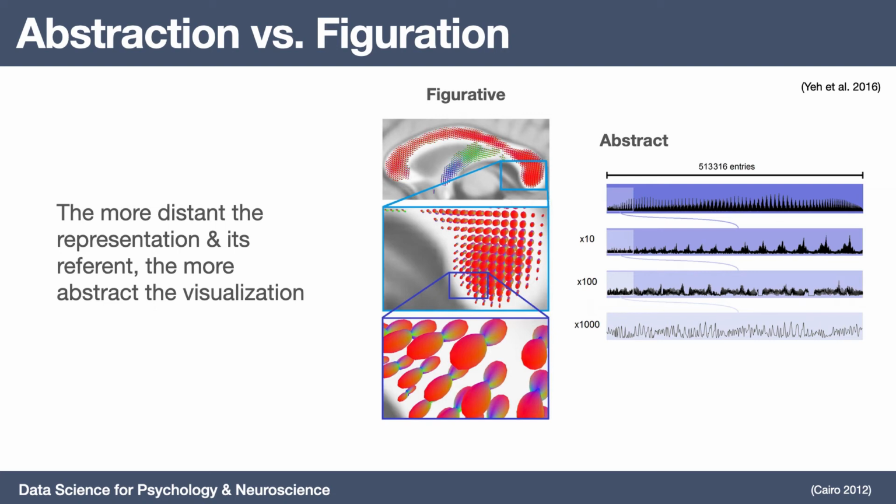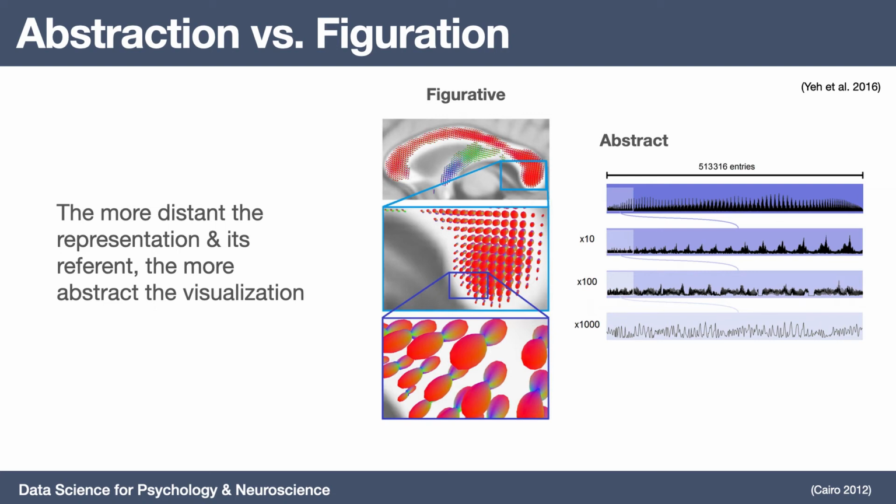Now, it's not perfectly figurative. It's not just an image of white matter. There is information being presented there. But you know what space you're looking at. You know you're looking at something in the brain, on the corpus callosum.